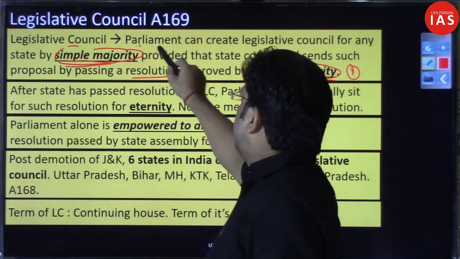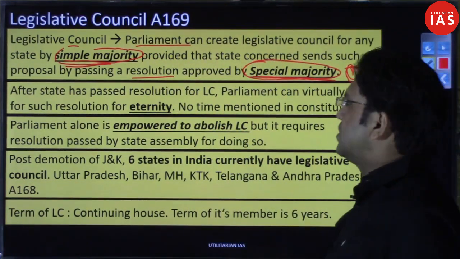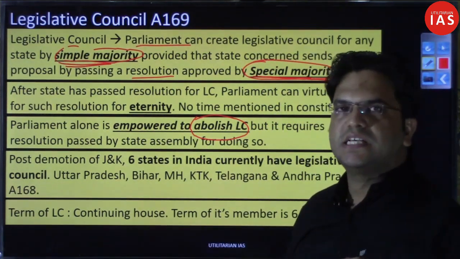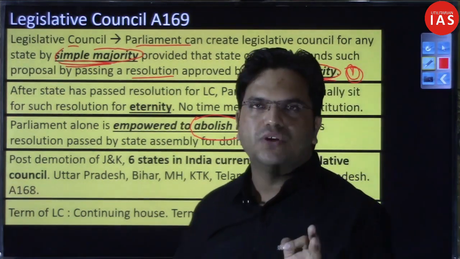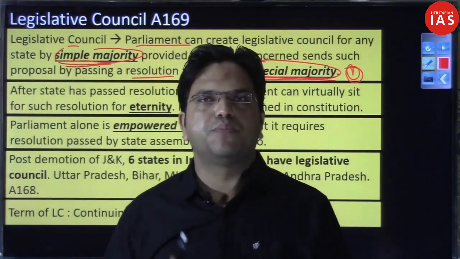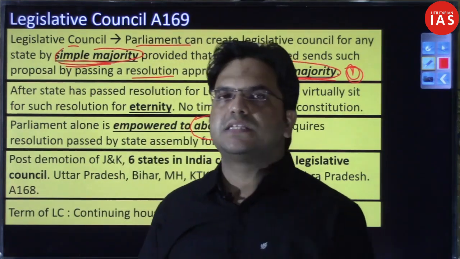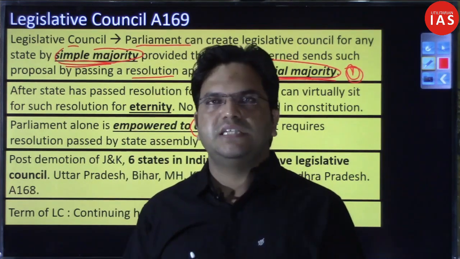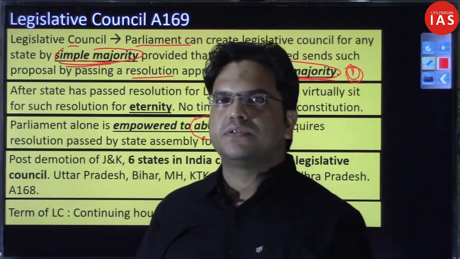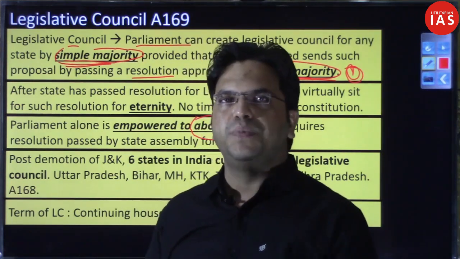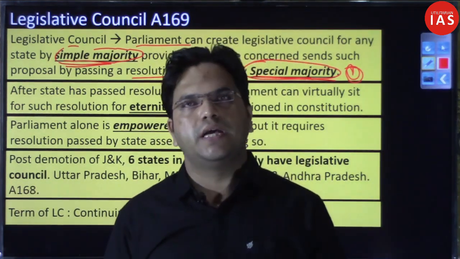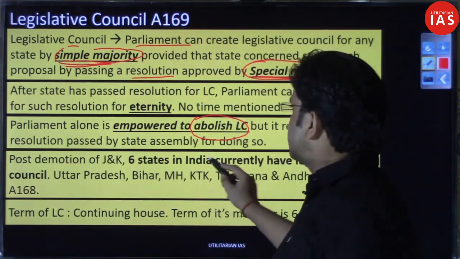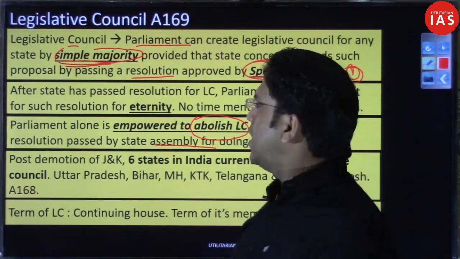And when parliament has the power to create this legislative council, it can abolish the legislative council as well. But again, here as well, parliament cannot take suo motu action. It cannot appropriate this power to abolish the legislative council of a particular state, right? There are 6 states currently, after the demotion of J&K, that have a legislative council. So parliament can't say that for UP or Bihar or Maharashtra, we don't like that they have a legislative council. So that cannot be done, right? Again, only on the state's request will they abolish it.